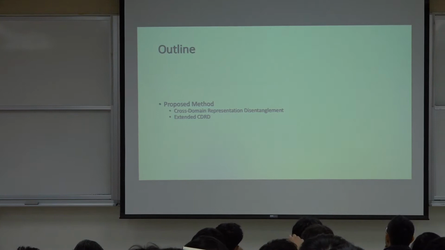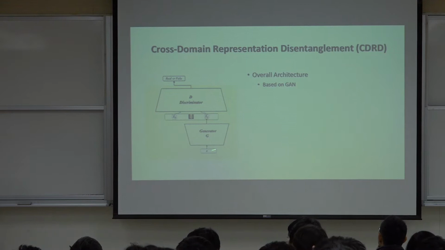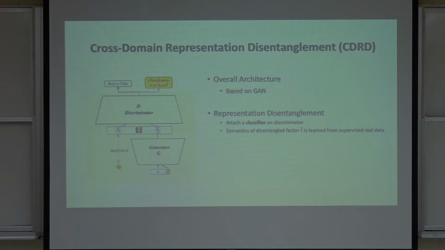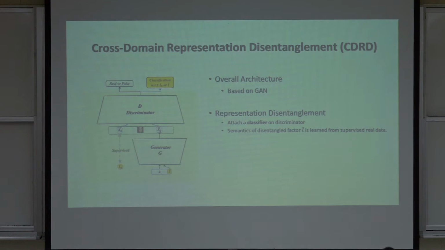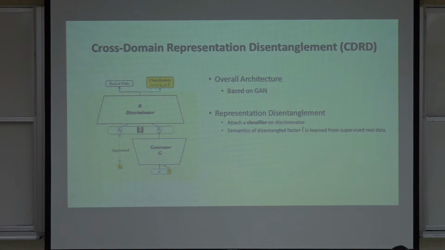Okay, so we are going to talk about our model. Our model is based on GAN. You can see in the figure, here's a generator G and here's a discriminator. Our first goal is to learn disentangled representation. How do we achieve this? We attach a classifier on the discriminator, and we try to learn the semantics of this factor from supervised, real data. For this discriminator, we have two paths. The first path is just like the original GAN: we try to distinguish real from fake data. And the other path is we try to classify.